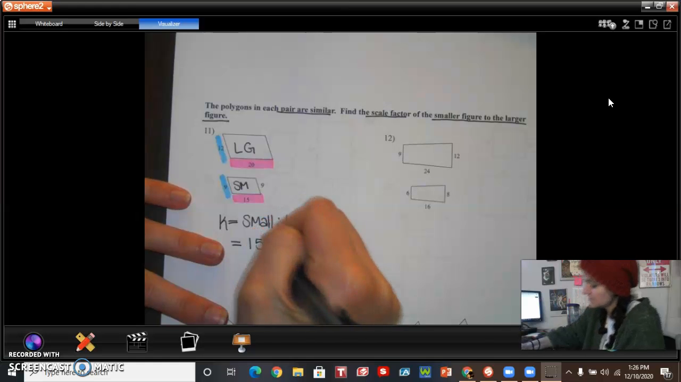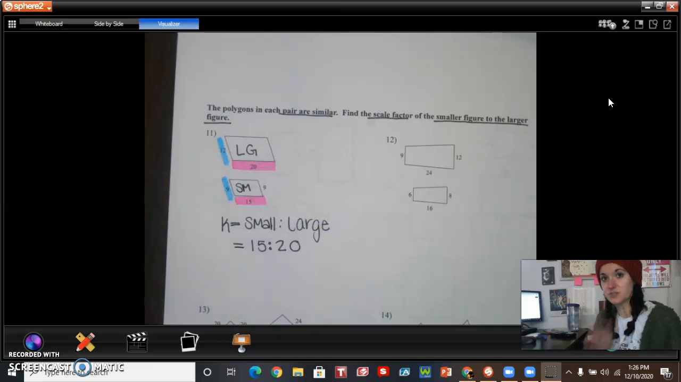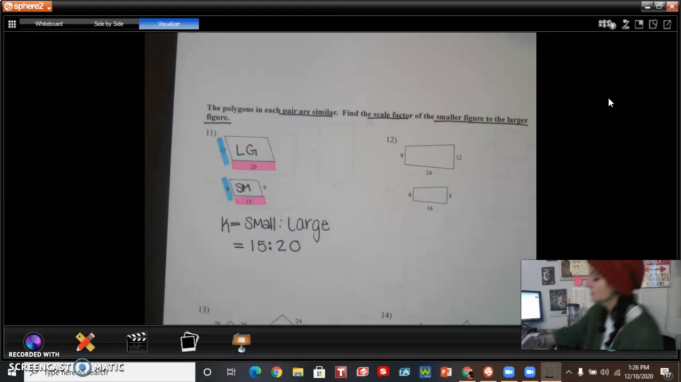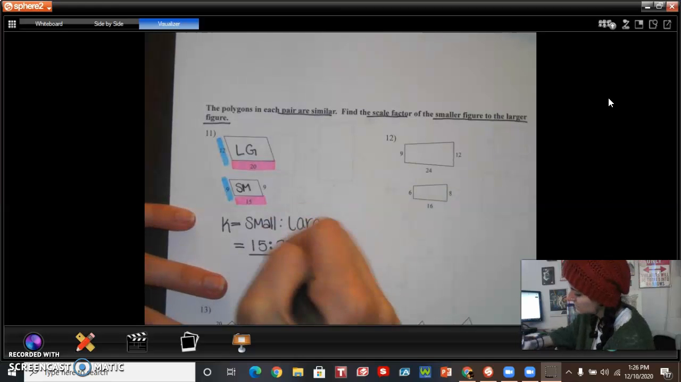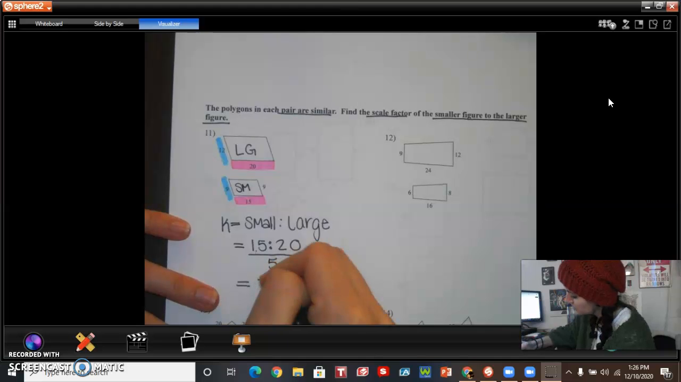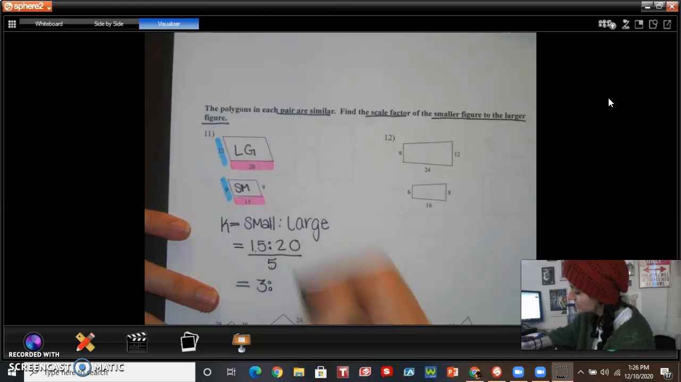Now I typed in the Google Classroom, on your Google, do not put spaces in there. Don't do 3 space colon space 4. Just do 3 colon 4, okay? So you need to type it in that way or else it's going to count it as wrong. Alrighty.